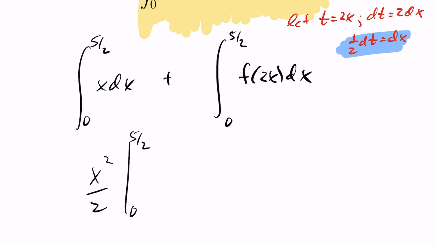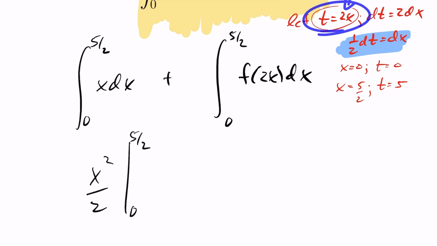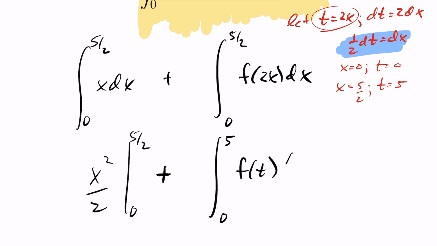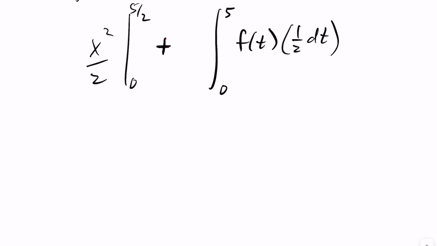So when x is 0, t is still going to be 0, so we're not changing that bottom one. However, when x is 5/2, I'm going to get a t value of 5 this time. When you sub 5/2 in for x, your t value changes. So now, in my integral sign, we have to change the bounds: it'll go not from 0 to 5/2, it'll go from 0 to 5. This will be f(t), and then I'm replacing the dx with 1/2 dt, again doing a substitution here.